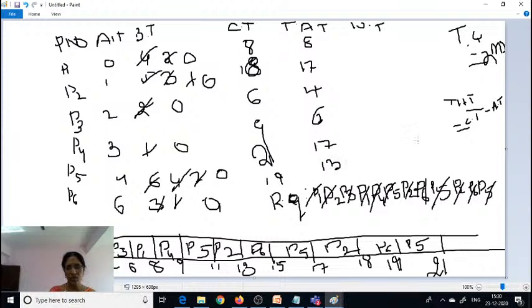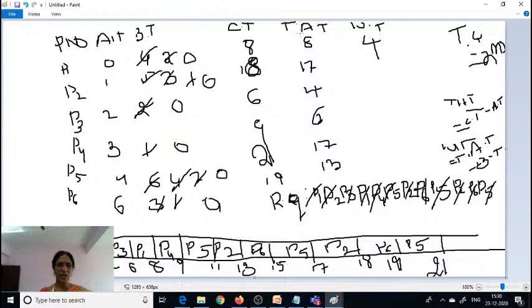Okay. So what is the waiting time? Waiting time equals turnaround time minus burst time. The turnaround time is 8 and the burst time is 4. That is, the waiting time is 4.